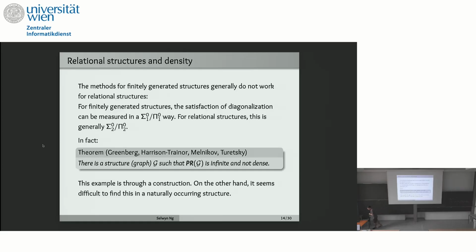Nevertheless, there is a structure, which is essentially a graph, such that the PR degree structure is infinite but not dense. So this was the first example of such a structure with a non-dense degree structure. The example here is through a construction. Now, of course, it seems difficult to find such a phenomenon, of having non-dense, in a naturally occurring structure.